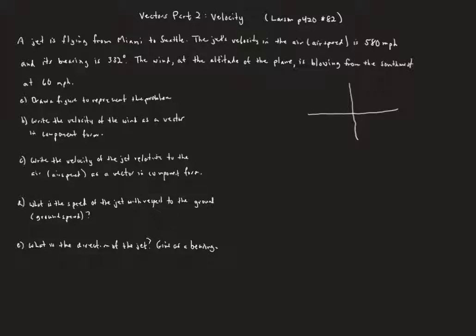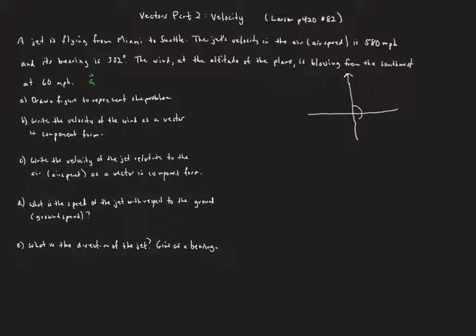So I have a bunch of questions here. We'll start with drawing a figure to represent the problem. I'm going to first draw an airspeed vector, and I'm going to call that A. So we are 580 miles per hour, and it's got a bearing of 332. Let's think about this bearing thing, because remember, that comes from a compass bearing, that a compass points due north. So we're going to go 332 degrees clockwise from due north.